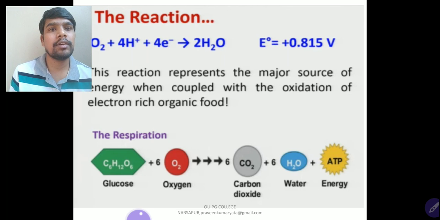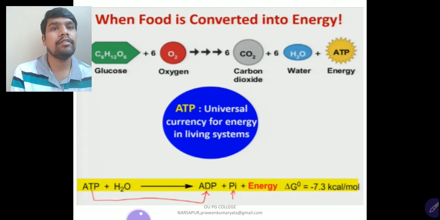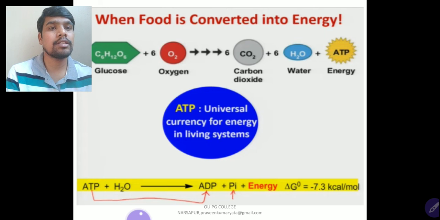This reaction represents the major source of energy when coupled with the oxidation of electron rich organic food. When food is converted into energy, that is glucose, oxygen gives rise to carbon dioxide, water and energy. ATP is a universal currency for energy in living systems. ATP plus H2O gives ADP plus phosphate plus energy. That energy is 7.3 kilocalories per mole.